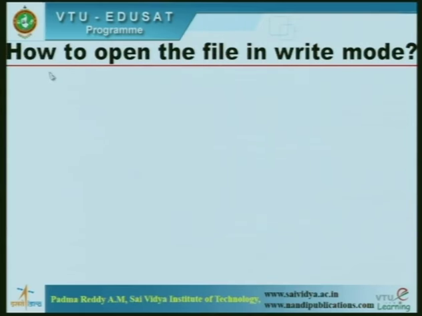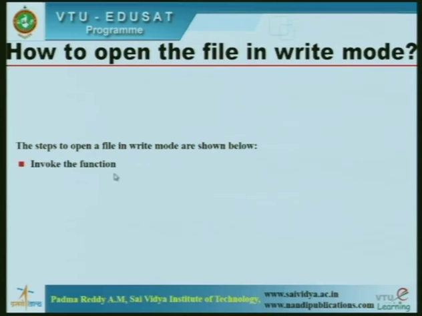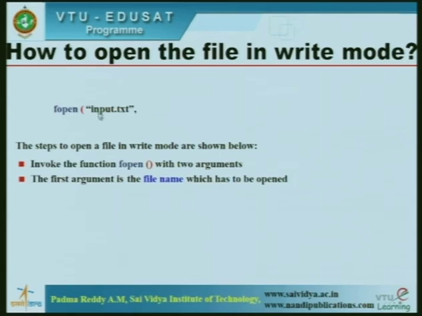Next, let us see how to open the file in write mode. The same syntax is used. The steps to open a file are shown below. Point number 1 is to invoke the function fopen. So here I write the function fopen with how many arguments? 2 arguments. The first argument is the file name, which I enter within double quotes. So the first argument is the file name which has to be opened.